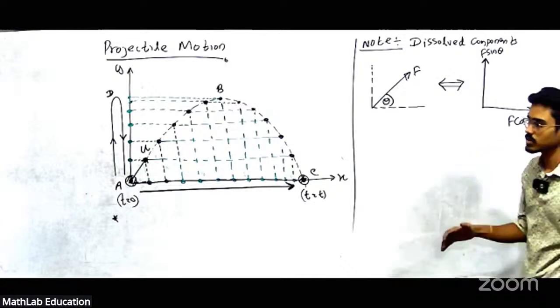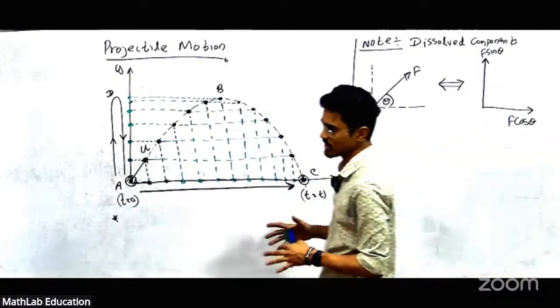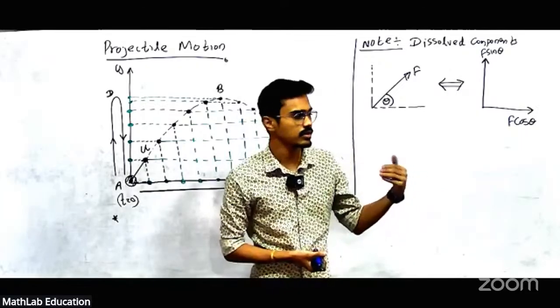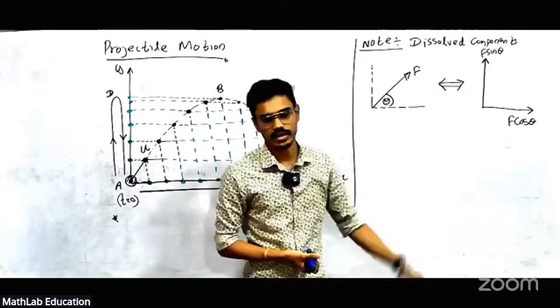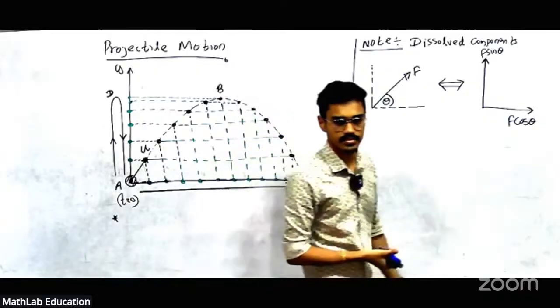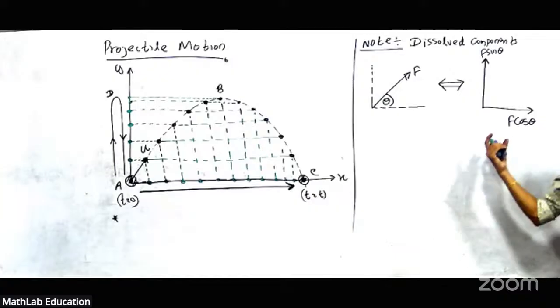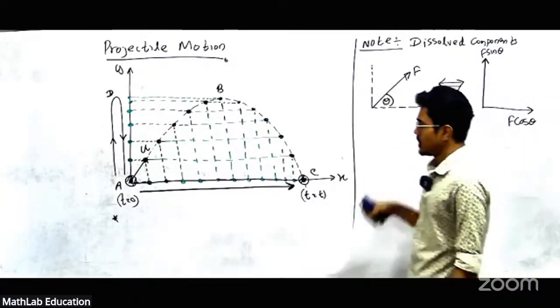Don't think about the proof of dissolved components here under projectile motion, because that is what you are going to learn very soon under vectors. Vectors is our next coming up lesson, right? But this knowledge is needed here for projectile motion.